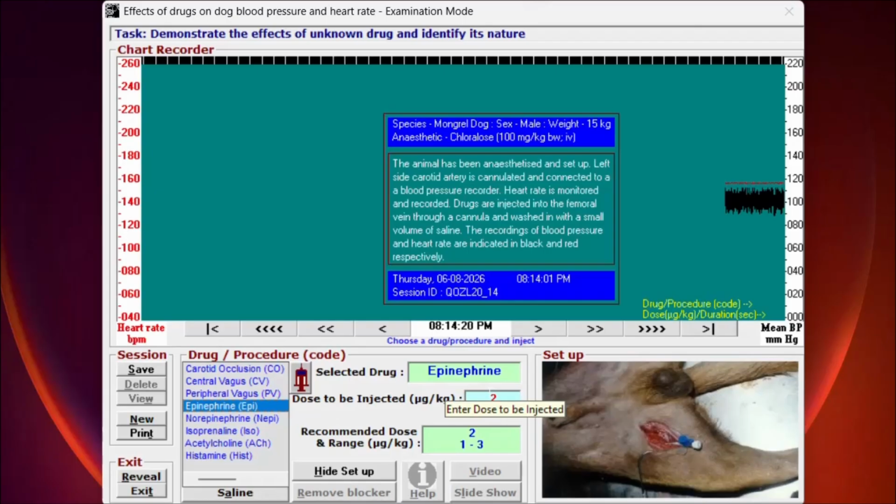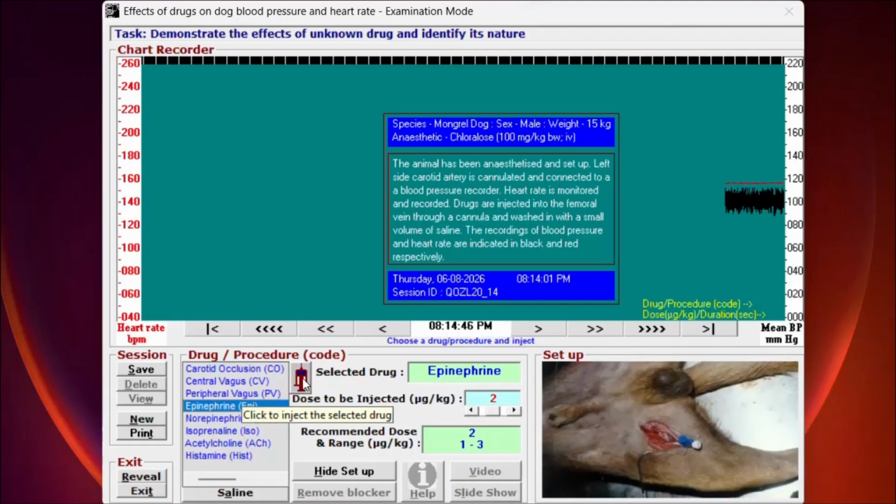There are only two specific questions where you need to remember the dose. If you remember, one was the competitive antagonism, and the other one was the nicotinic action of acetylcholine. For that, I will be showing you how to change the dose. Here we just have to demonstrate the effect of agonists. First is epinephrine. We'll select epinephrine. The default dose is already selected here, and then you will click on inject.